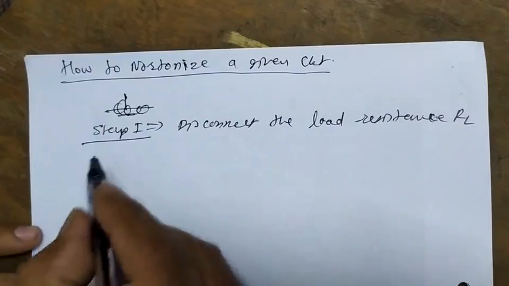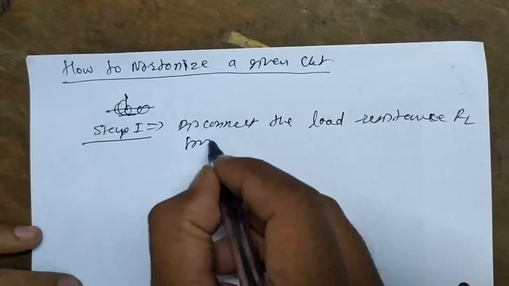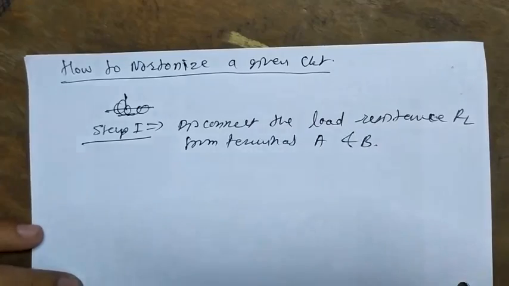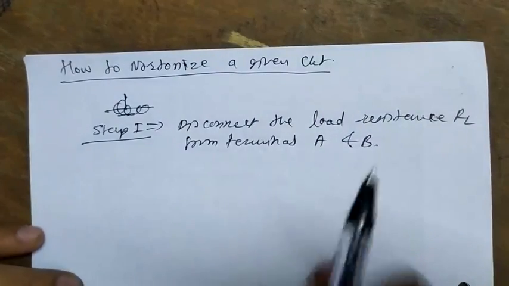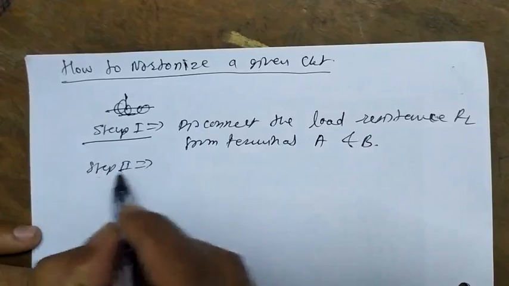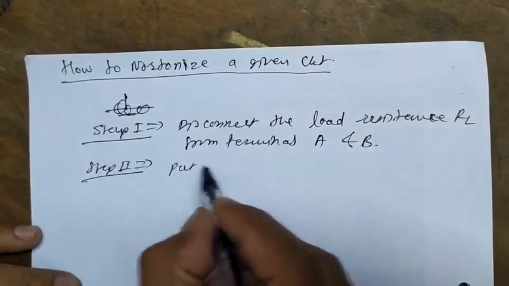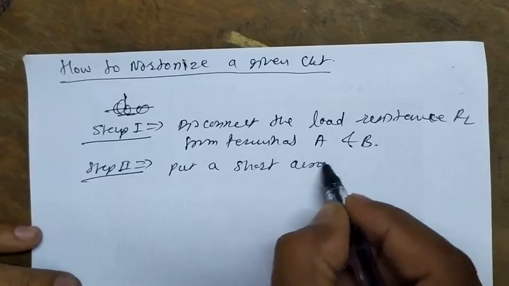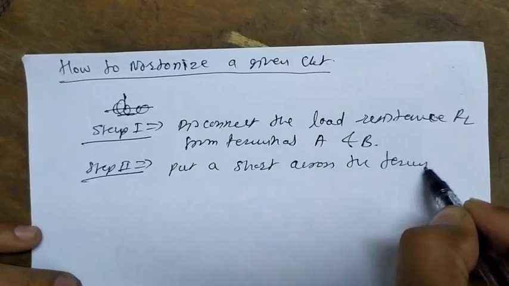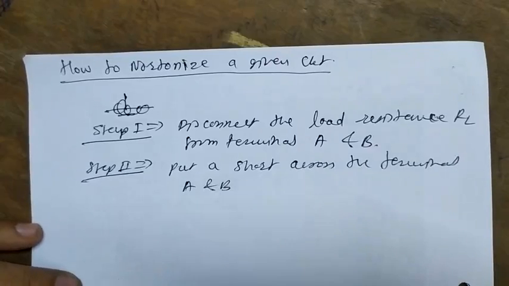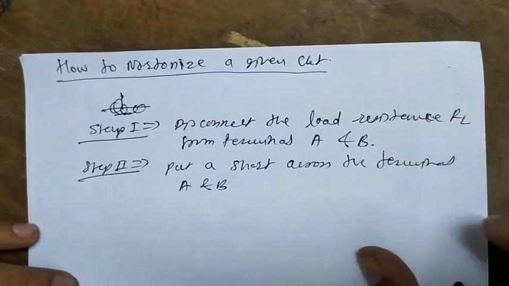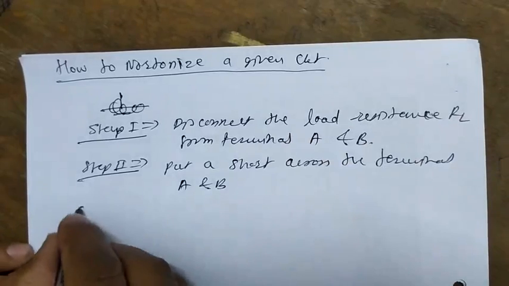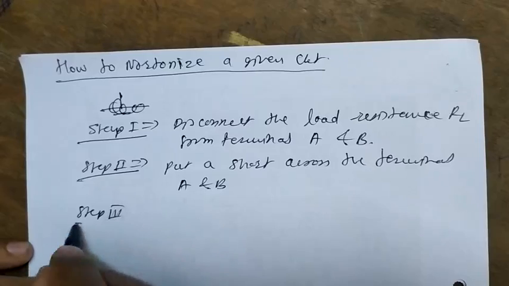Load resistance RL, from terminals A and B. The load resistance between the A and B terminals has to be removed. Step 2 is put a short across the terminals A and B. In the place of the load resistance removed from A and B, we have to put a short, that means put a wire.